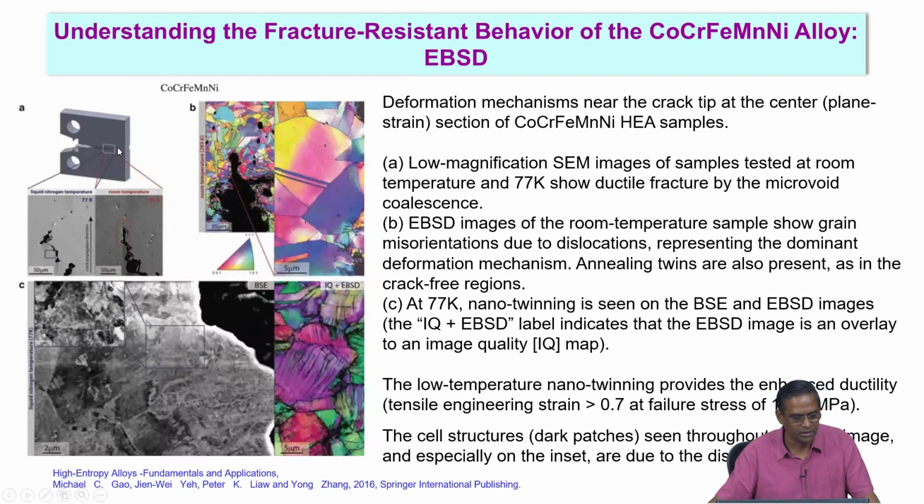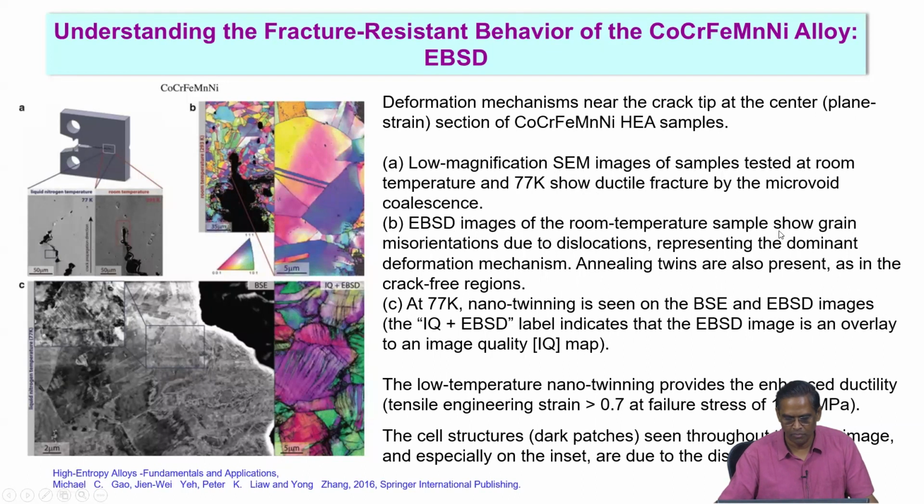So this section of the material, the specimen, experiences a plane strain condition, right? That's why it's called the plane strain fracture toughness, K1C. And low magnification SEM images of the samples tested at room temperature and 77 Kelvin show ductile fracture by microvoid coalescence. So this is microvoid coalescence in both.